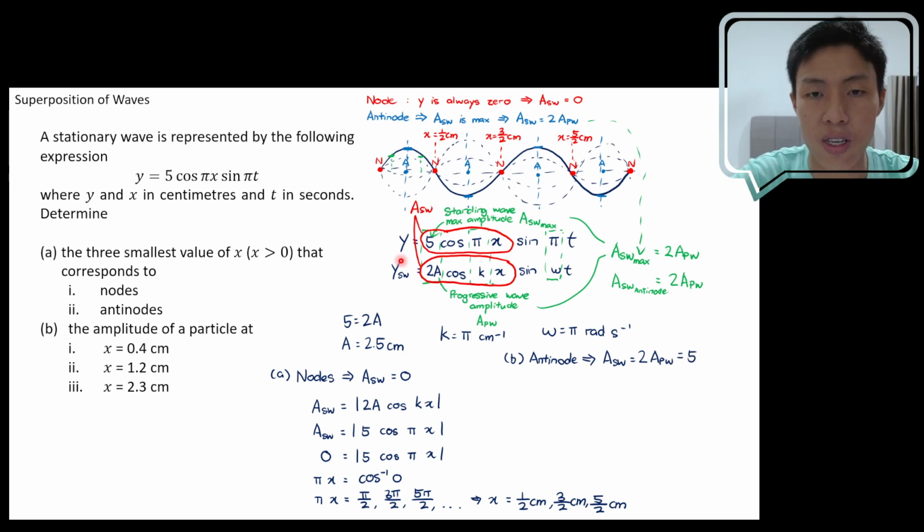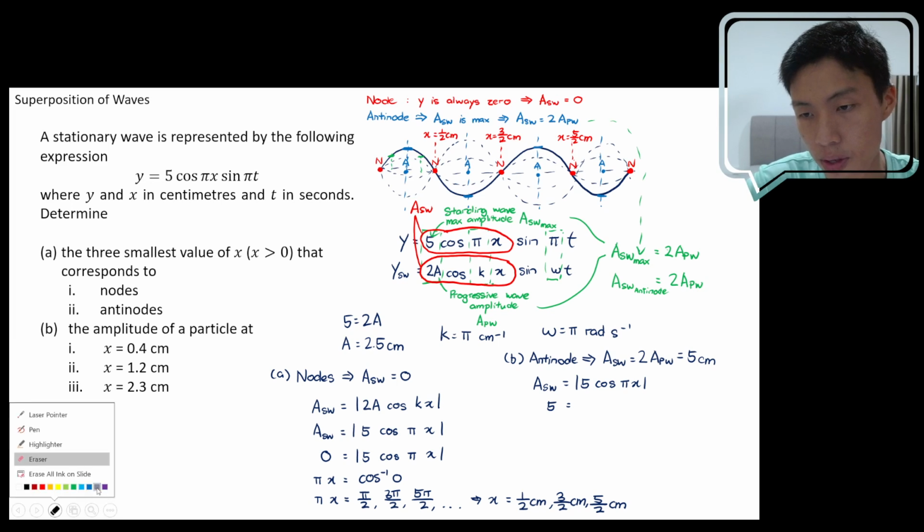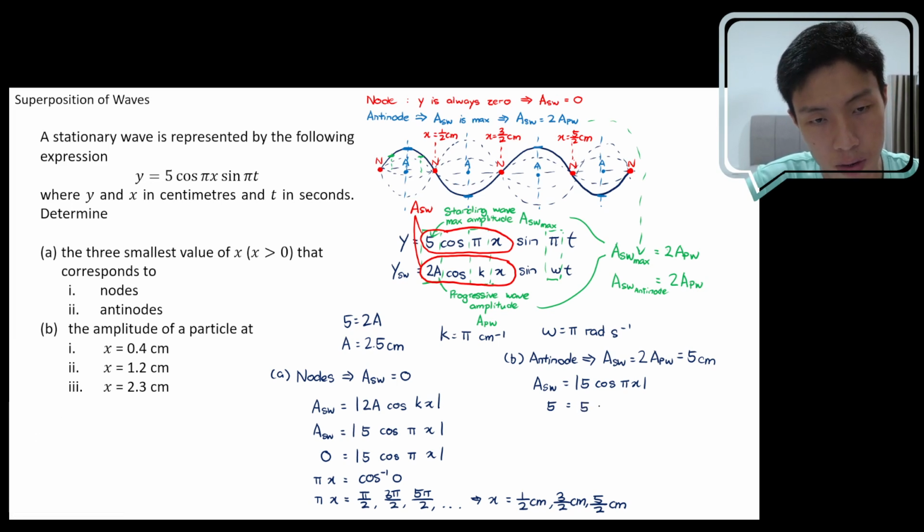Okay, you can look at it over here. 2 times the amplitude of the progressive wave is equal to 5, so you can write it as 5 cm. Okay, so now using the same equation, amplitude of standing wave is equal to modulus 5 cos pi x. If you substitute the 5 inside, cos pi x. Okay, I'm replacing the amplitude of the standing wave with 5 cm over here.